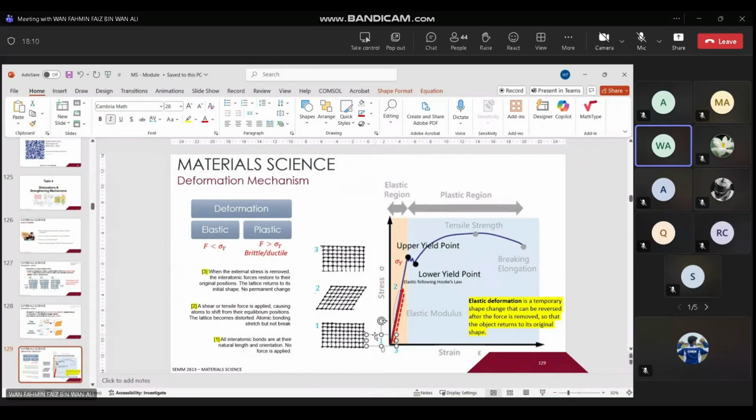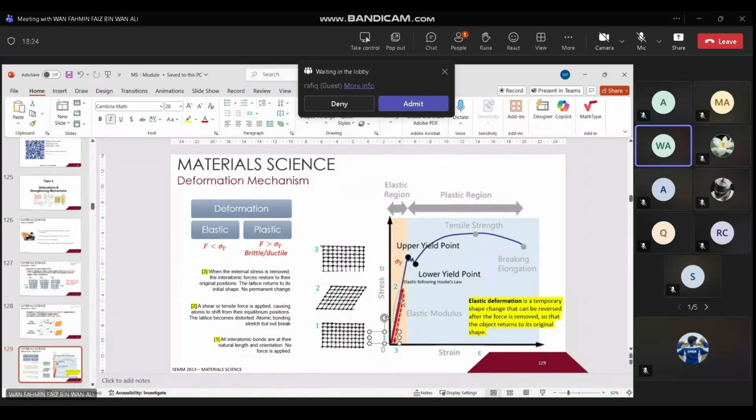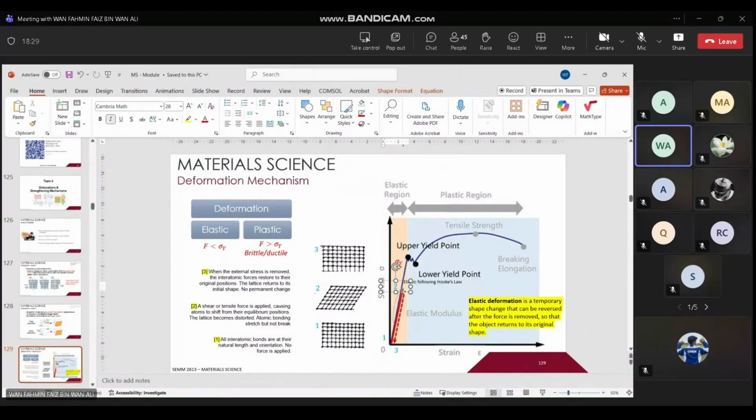All right, let's have a look into the first condition under elastic deformations. At point number 1 here, you can see all the atoms are in their equilibrium conditions, where there is no force applied. But somehow you apply loading, maybe somewhere below the yield point. Let's say we stop at point number 2. Then you can see the atomic arrangements now start to distort a bit. Dia tak putus, dia tak pecah, dia distort a bit.